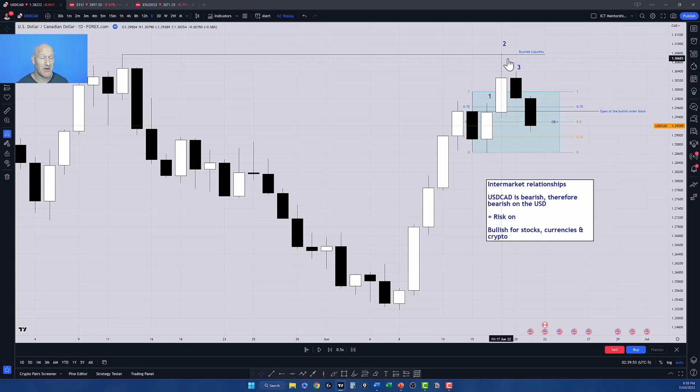So remember, we've got a bearish bias for the US dollar CAD, which means that we're bearish on the dollar, but we're bullish on risk assets, which means we're bullish on the S&P or the ES, which is a trade that we'll be taking later. So just keep that in mind for when we start looking for trades on the ES later on in the video.